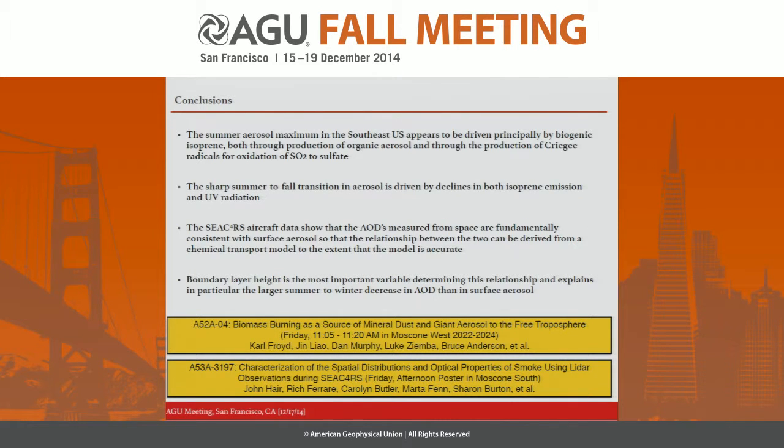Okay, so I have 2 minutes left, so I'm just going to throw up these conclusions here. In the remaining time that I have left, I just want to advertise this talk and this poster that are on Friday. I didn't get a chance to talk about the importance of fires in the Southeast US, but I think these 2 you should really go to. So with that, thank you for your time, and I'll take any questions.